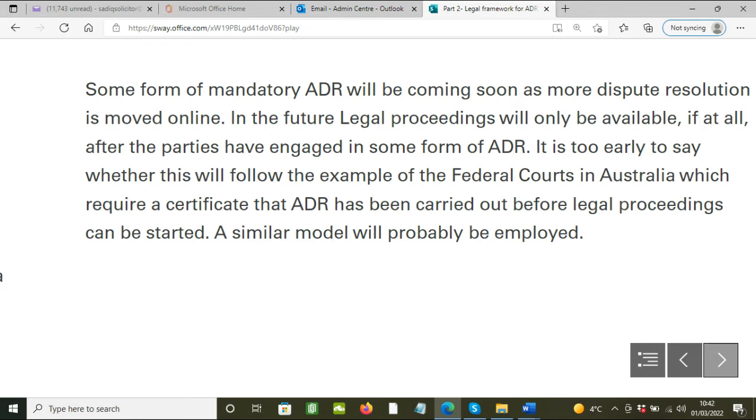In future, legal proceedings will only be available, if at all, after the parties have engaged in some form of ADR. It is too early to say whether this will follow the example of the federal courts in Australia, which require a certificate that ADR has been completed before legal proceedings can be started. However, a similar model will probably apply.